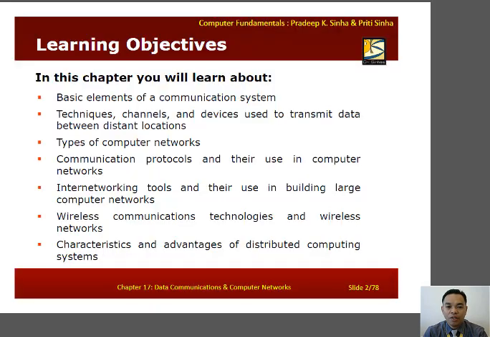For this topic, you will learn about the basic elements of a communication system, techniques, channels, and devices used to transmit data between distant locations, types of computer networks, communication protocols and their use in computer networks, internetworking tools and their use in building large computer networks, wireless communications technologies and wireless networks, and lastly, characteristics and advantages of distributed computing systems.